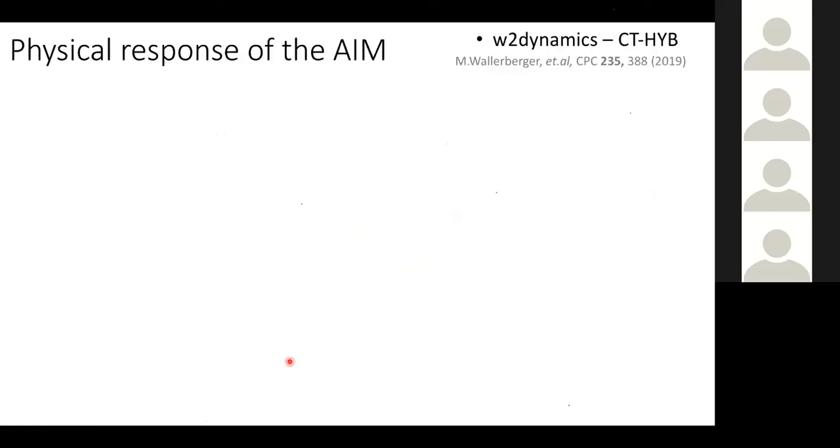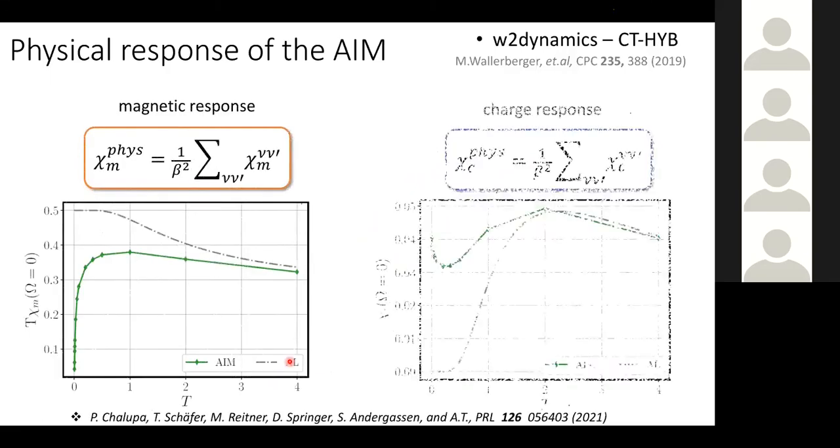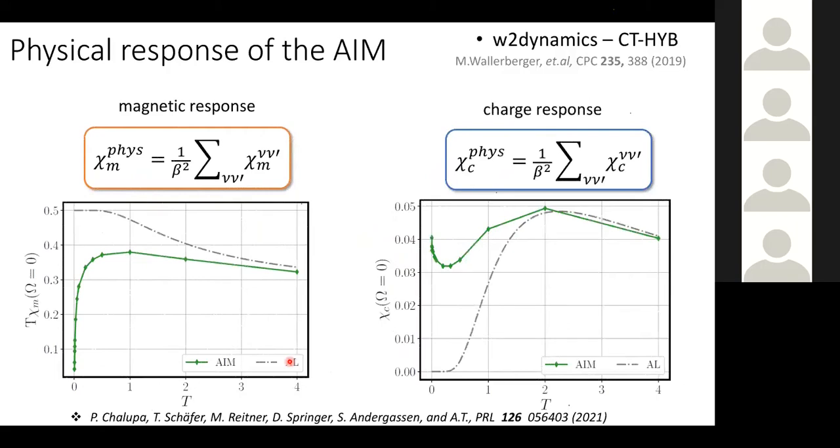In order to do so, we start by recapping the physics which is at play. So we will consider the magnetic response, which is the typical one for this kind of system, and the charge response. For the magnetic response, we also multiply it by the temperature in such a way that the local moment regime is simply identified by a plateau, because this corresponds to the Curie-Weiss behavior.